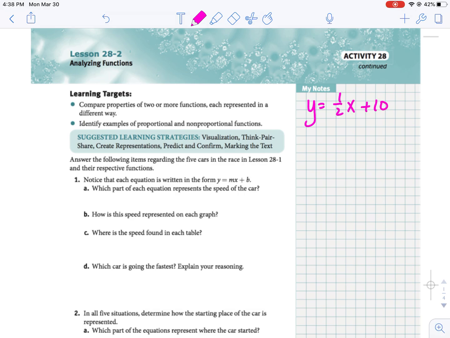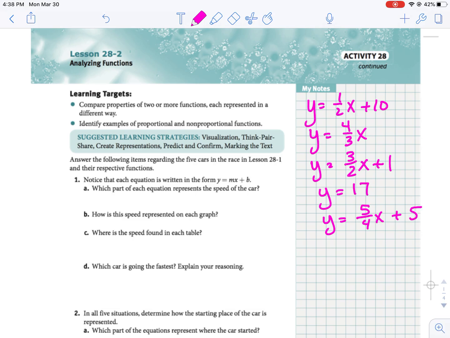So there's one of the equations, y equals 1/2 x plus 10. There was one that was y equals 4/3 x. There was one that was y equals 3/2 x plus 1. There was one that was just y equals 17. And then the last one was y equals 5/4 x plus 5.